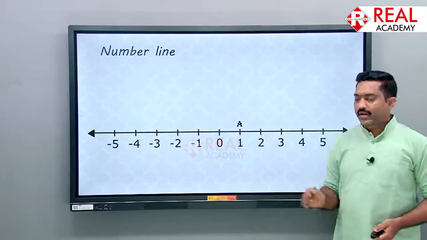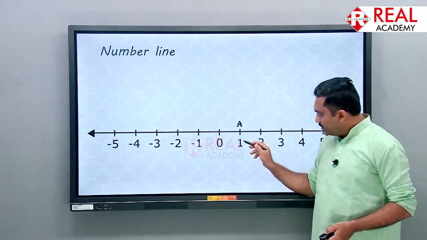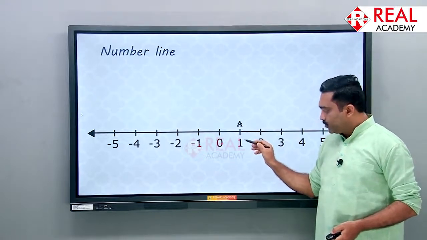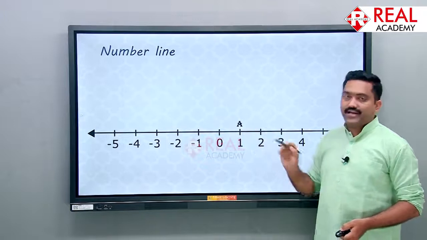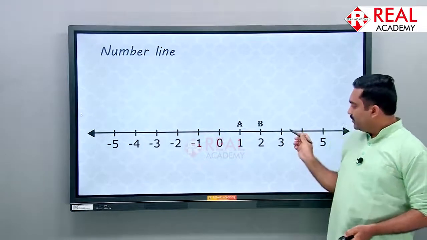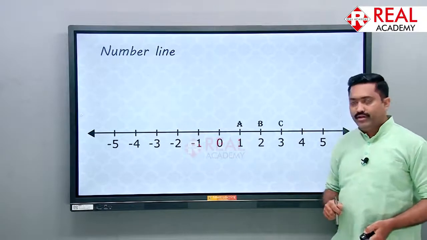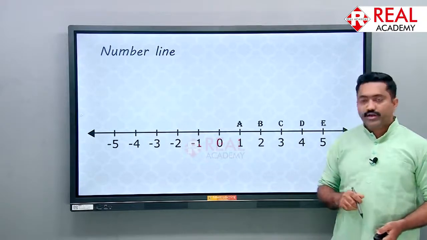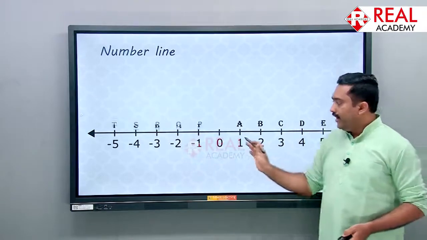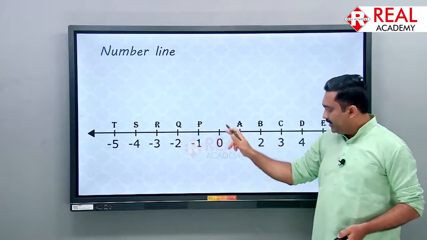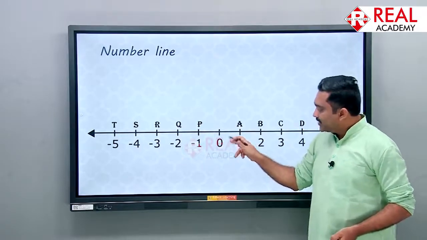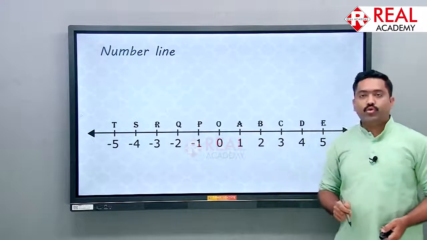So in this way, when I say point A is associated to 1, if you ask in numbers it is 1, if you ask in points it is A. Similarly point B is associated to 2, point C is associated to 3, point D is associated to 4, point E is associated to 5 and so on. And at 0, the origin, I take the point as O.